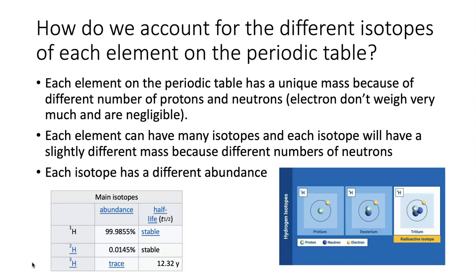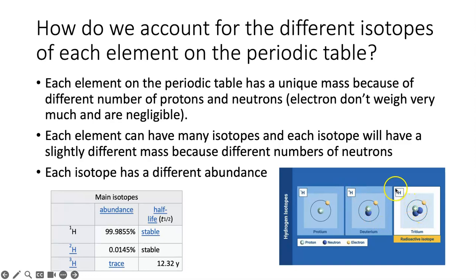We ignore electrons because electrons weigh 1,000 times less, so they're negligible. But based on the number of protons and neutrons that any given atom has, its mass is going to be different. And each element can have many different isotopes. So underneath here, I have H1, H2, and H3, which means that H1 has 1 proton and 1 electron. H2 has 1 proton and 1 neutron, and that's what gives it a mass of 2. The proton and neutron each weigh essentially 1. So if I have a proton and a neutron, that weighs 2.